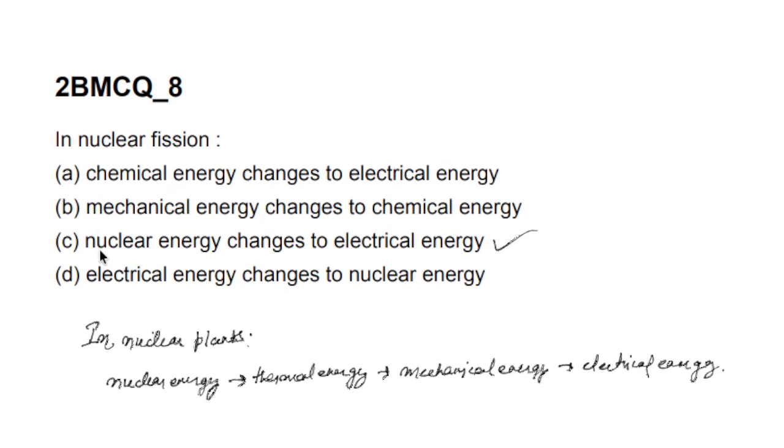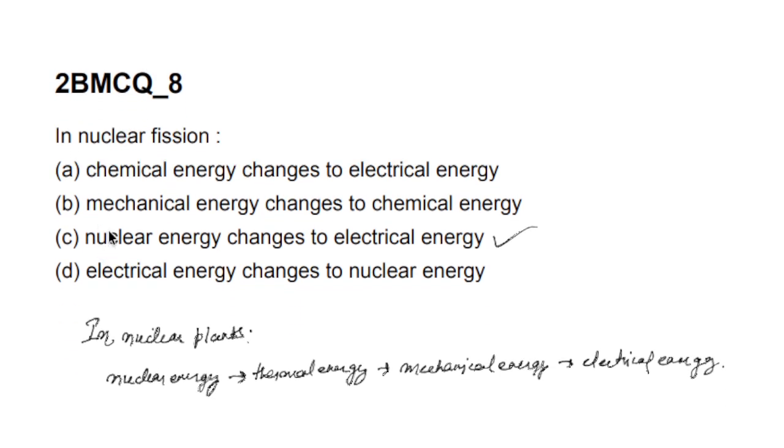Let's say question number 8. Nuclear fission. Fission means to break. What happens? Chemical energy changes to electric energy? No. Mechanical energy changes to chemical energy? No, we can't say that. Nuclear energy changes to electrical energy. This is the right way to say. Chemical energy is like the burning of petrol in engines, but that is not nuclear energy.